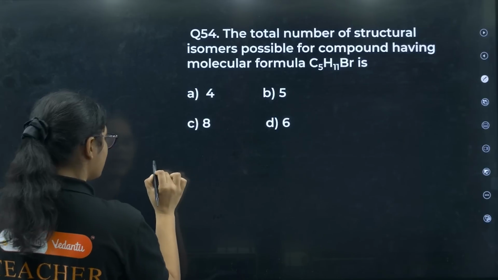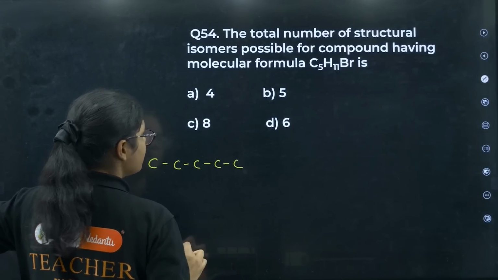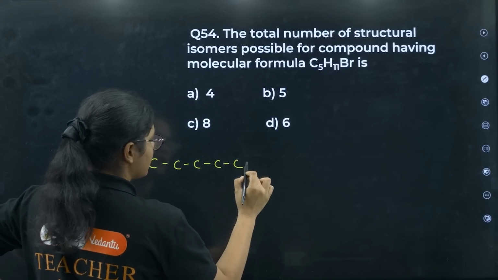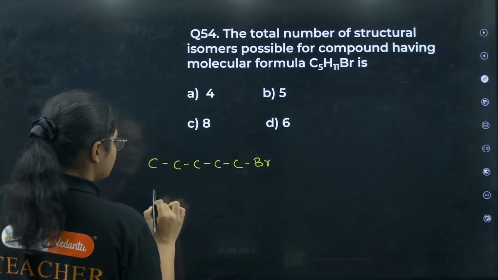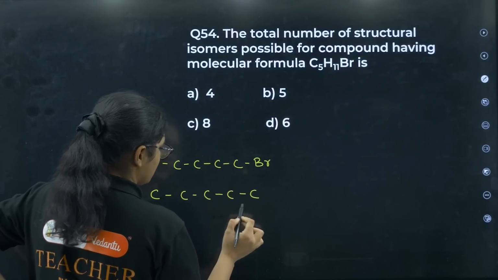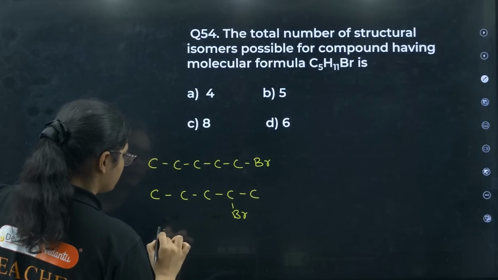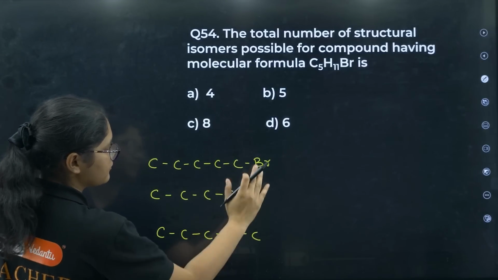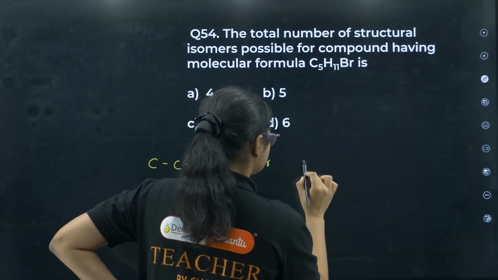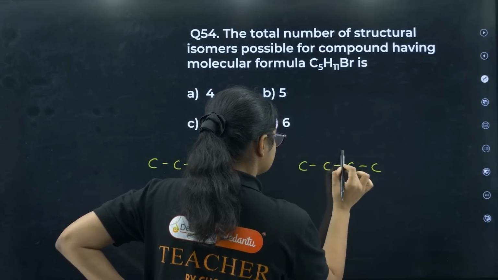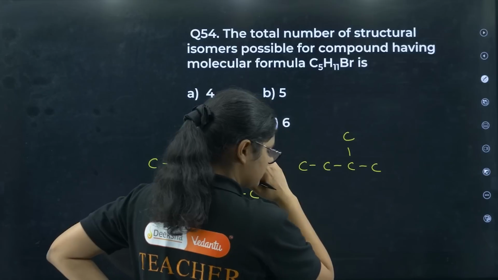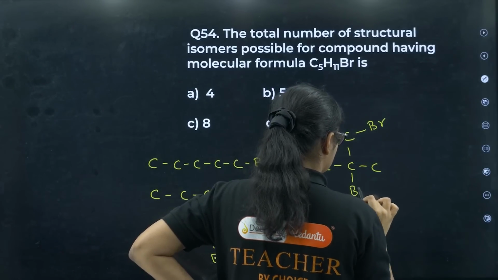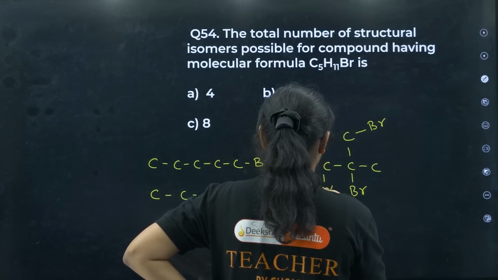C5H11Br. So we have this one C5, the total number of structural isomers possible. Okay, so we have this first one where I can put Br here. Next, in this chain only, I can put Br here, and I can put Br here, right? With 5 carbon chain I am getting 3 isomers, right? Then I can try this 4 carbon chain. Suppose I have a 4 carbon chain, then I can put Br here, that will give me 1 isomer. I can put Br here, I can put Br here, and I can put Br here, right?